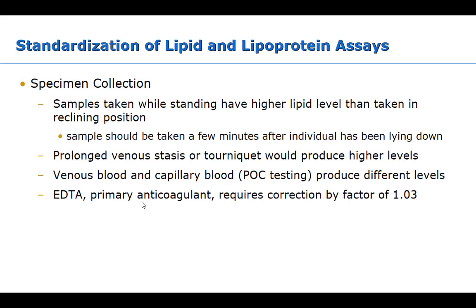All right, specimen collection again. So if you take specimen while standing, then reclining, you could have higher lipid levels. So the standard technique is you ask the patient to lie down at least for a few minutes before you take the sample. All right. Venous stasis should be avoided as much as possible. There is a difference between the venous blood and the capillary blood, because when you're using these point of care or these portable machines, you take a capillary sample, but when you're taking a blood sample for the lab, you will be taking the venous sample, right? EDTA, which is the primary anticoagulant used, if it is present, then you have to use this correction factor, because it can affect the lab results. So there are so many confounding factors when you're looking at lipid results. So you have to take care of all these factors.